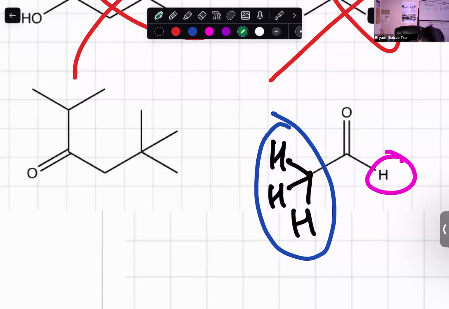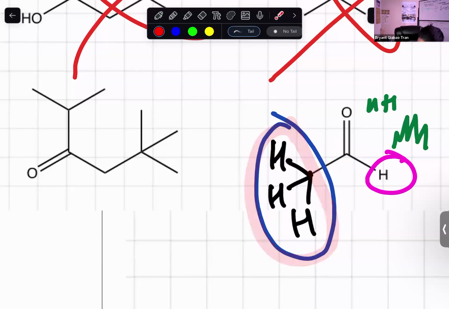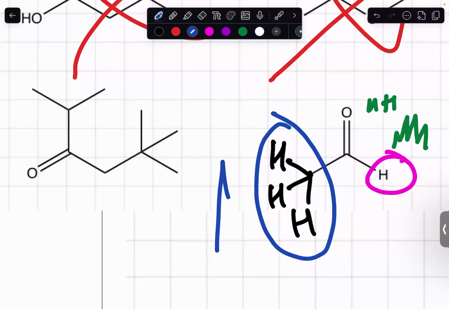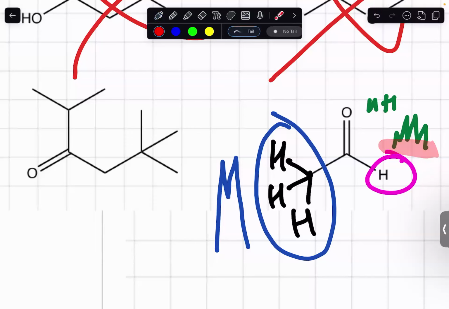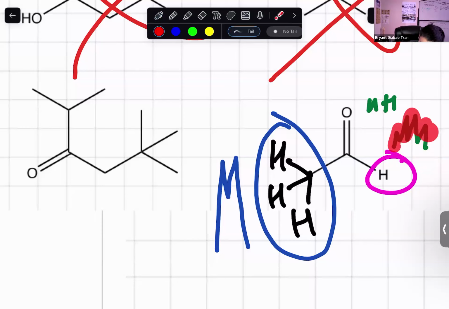And if it has 3 neighbors, we do the n+1 rule to show how many peaks it will have in the HNMR. So it would have 3 plus 1. That's 4, so it should have 1, 2, 3, 4 like that. These 3 hydrogens here will only have 1 neighbor because when we start with one of the hydrogens, 1, 2, 3, it only hits 1 hydrogen. 1 plus 1, 2, doublet. This will be a quartet right here because it has 4 peaks for the 3 neighbors.